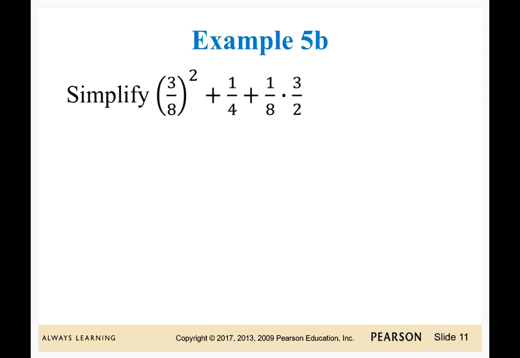All right, this is probably the worst kind of example that you could get because it's an order of operations problem and it has fractions. So a problem like this is really going to test if you really have all those skills from the fractions section down and you know order of operations at the same time.